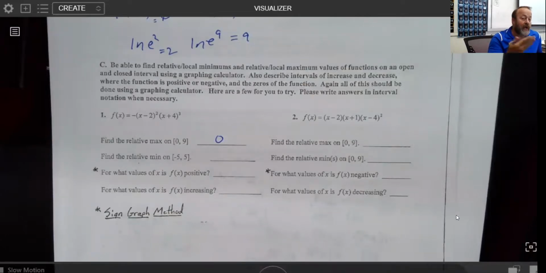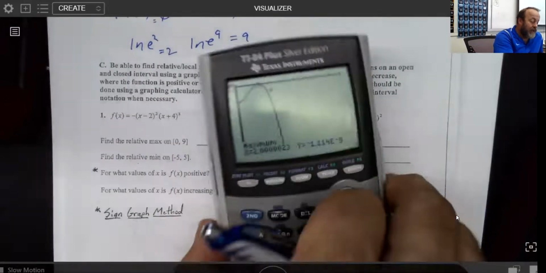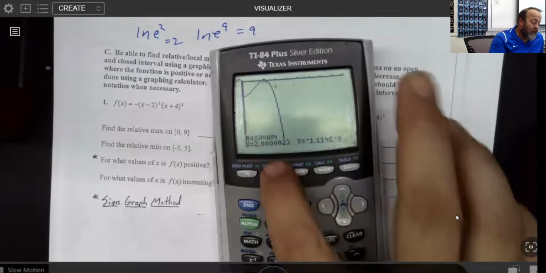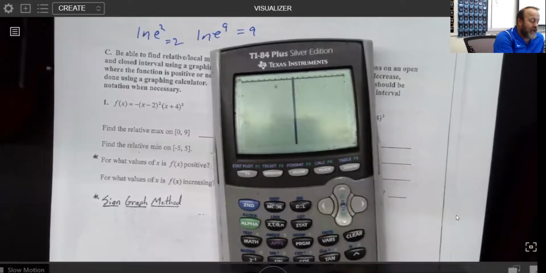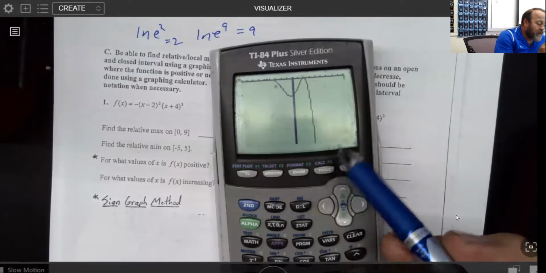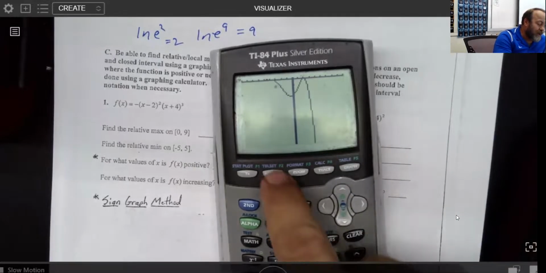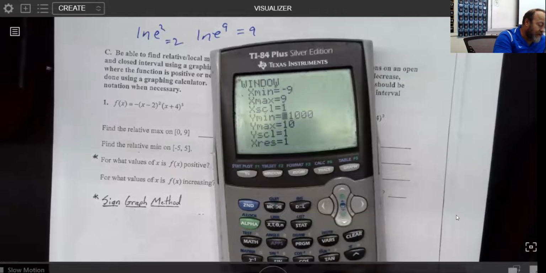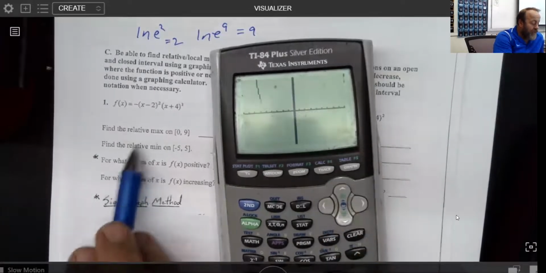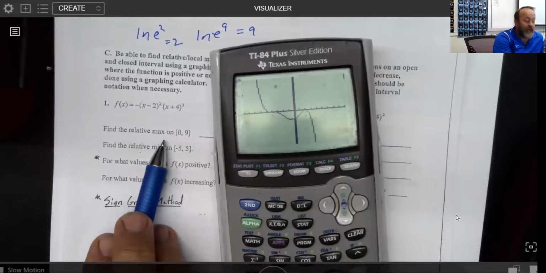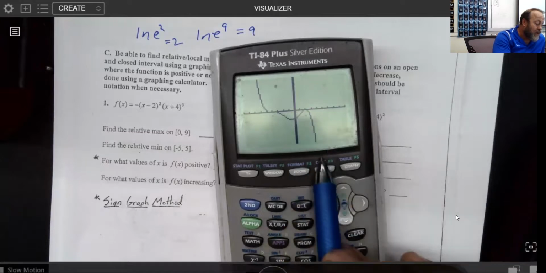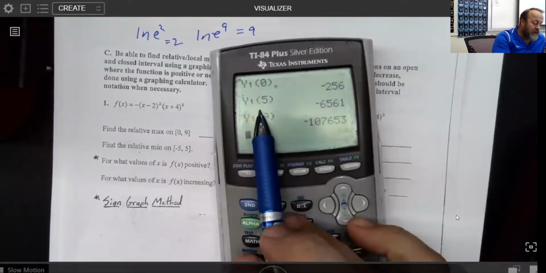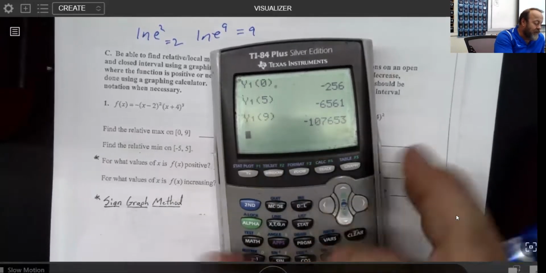Now, the minimum value on negative 5 to 5 is a little bit harder, because if I open my window up a little bit more, you can see there's something more over here on the left side. So let's open that window up a little bit, maybe from negative to positive 1,000. Again, I was looking for the maximum on 0 to 9, and it was all negative. Now I want the minimum here. Well, you can see that it's coming down and it's plummeting over here. So I already found that, because it's going down. It's negative 6,561.